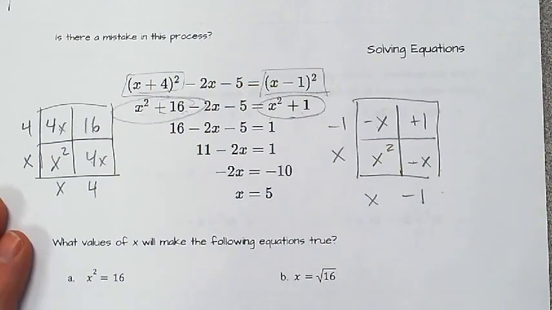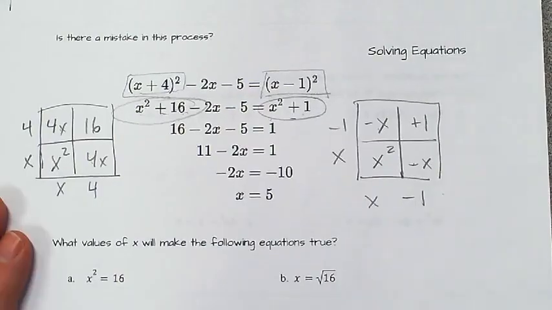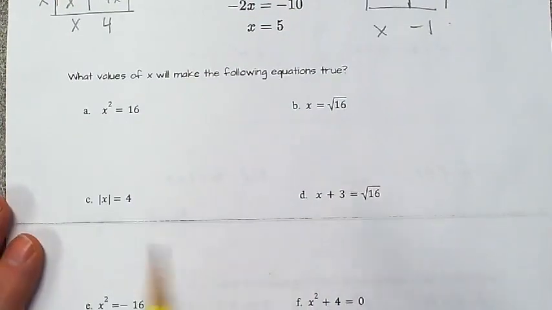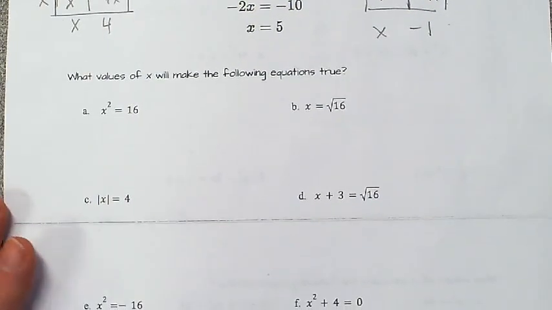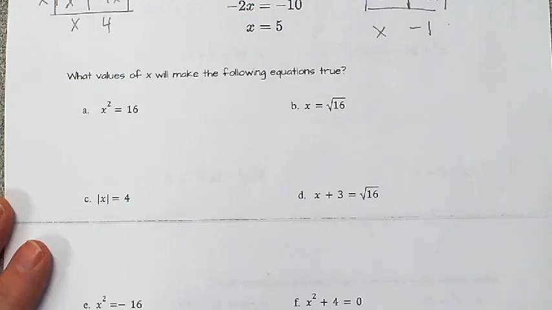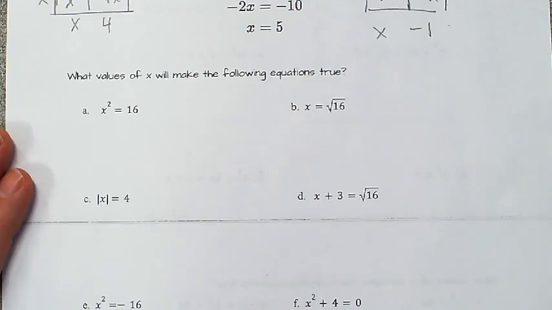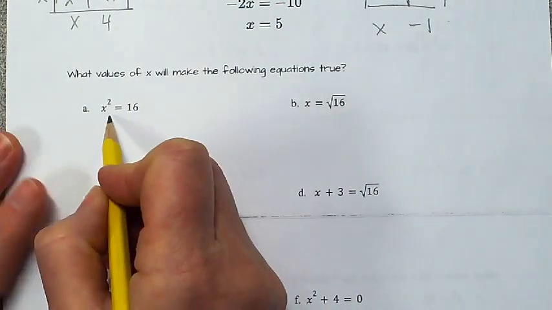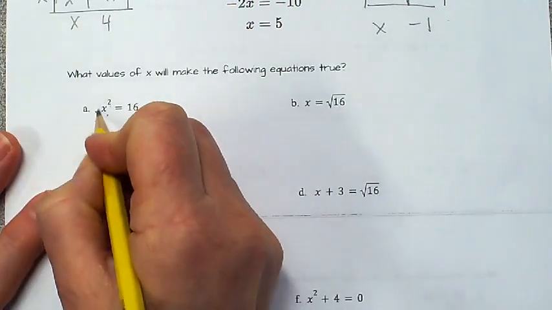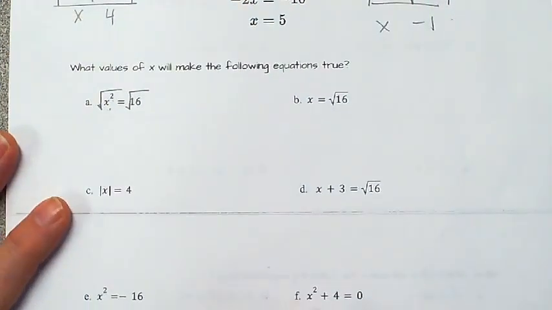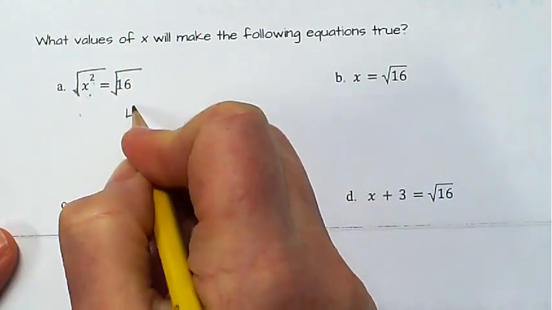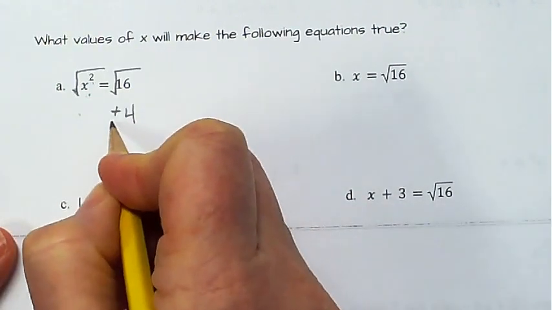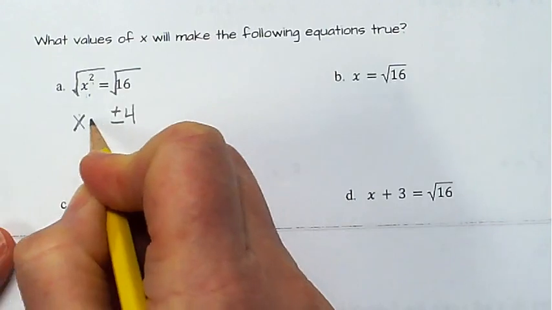Then it's asking us what values will make the following equations true. So we are going to start using some notation here when we take the square root of a number. Okay, so we're going to undo the squaring by taking the square root. So if I take the square root of 16, that is not just 4, that is plus or minus 4. So the square root of x squared is x.